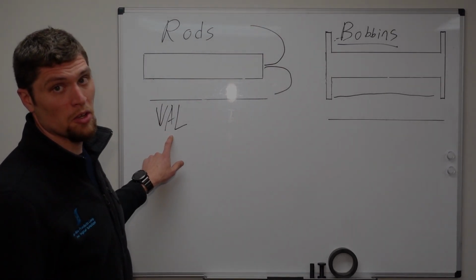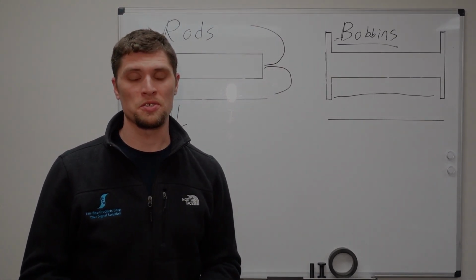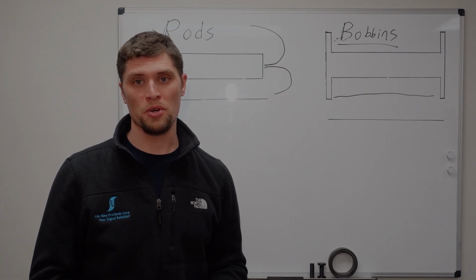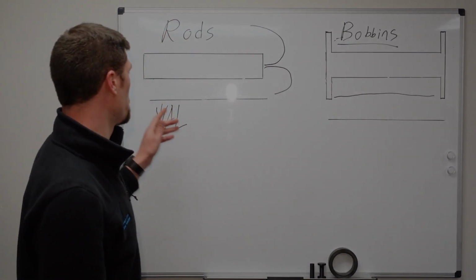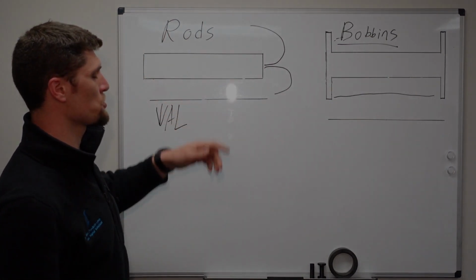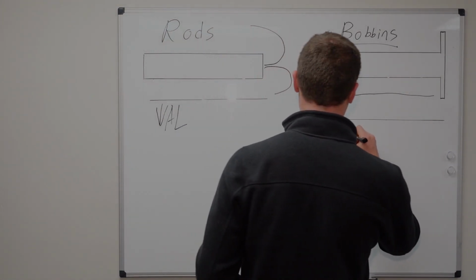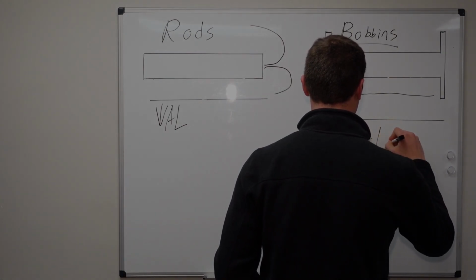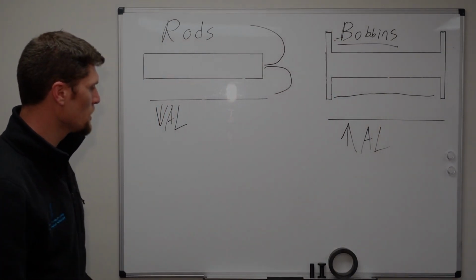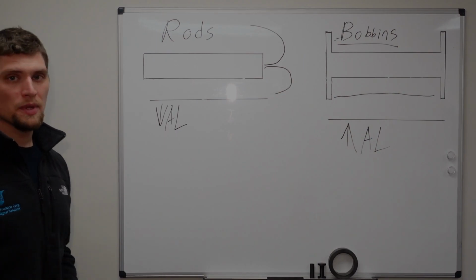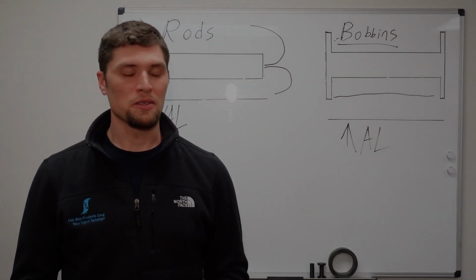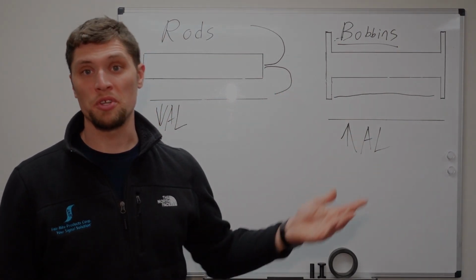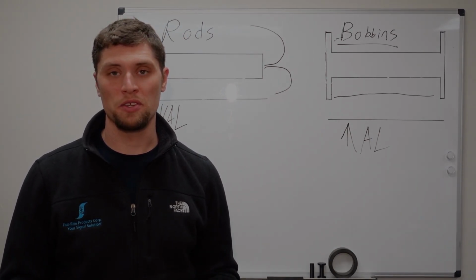And what we mean by AL is inductance factor. So that is the amount of inductance per turn when the cores are wound. The bobbins, therefore, are going to have a relatively higher AL value. Now, that may off the bat seem like bobbins are better, but it's really application dependent.